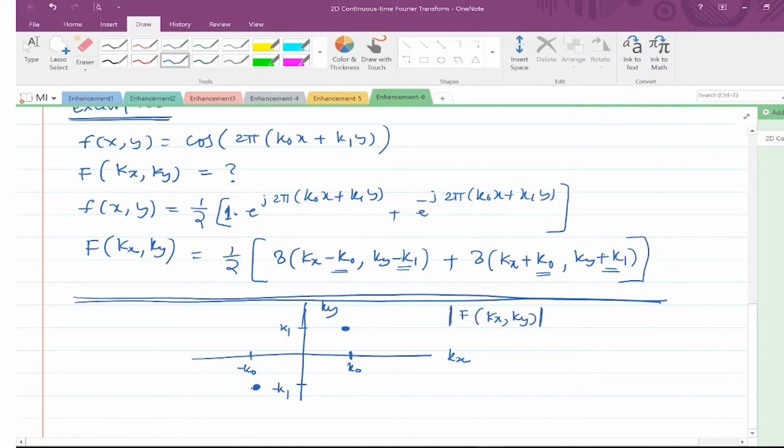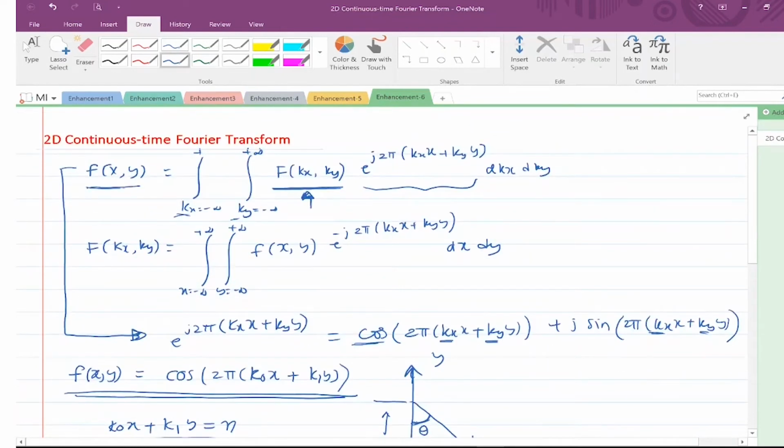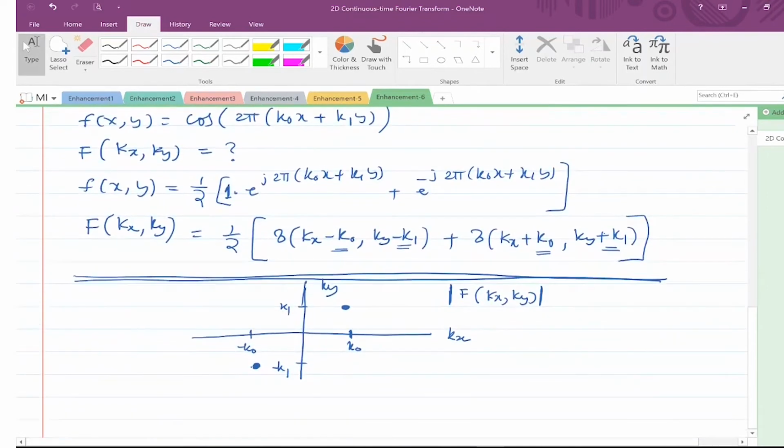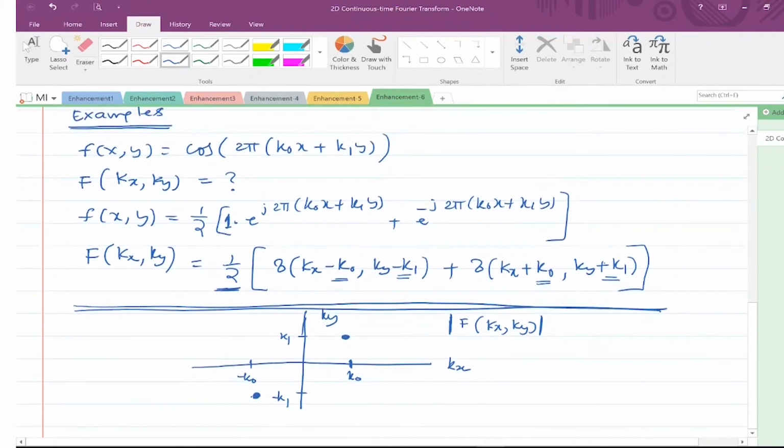And that's how your magnitude spectrum of kx, ky would look like. If you want to double check this result by reconstructing f of x y from this F of kx comma ky, you could see here this is having values at only 2 points, k naught k1 and minus k naught minus k1. You substitute them here and you would realize that the imaginary parts would get cancelled out and you would end up getting 2 times cos of it, and then of course the 1 by 2 whichever you have here, scale it appropriately to get cos of 2 pi times k naught into x plus k1 times y. Hope this is clear for you.